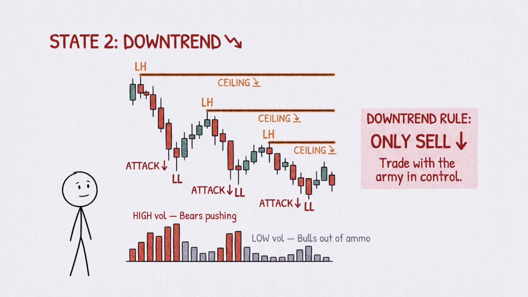State number 2, downtrend, bears in control. It's the mirror. Bears attack, break the previous low, creating a new lower low. Bulls try to recover, but the bears push them back down, creating a lower high. Volume is high on the sell waves. The bears are in charge. Volume is low on recovery attempts. The bulls are running out of ammunition. The key line here is the lower high. LH is the ceiling. As long as the bears maintain that ceiling, they're in control. Your rule: only look for sells.